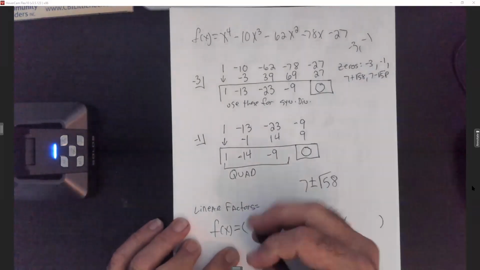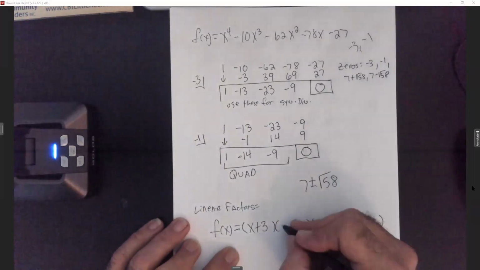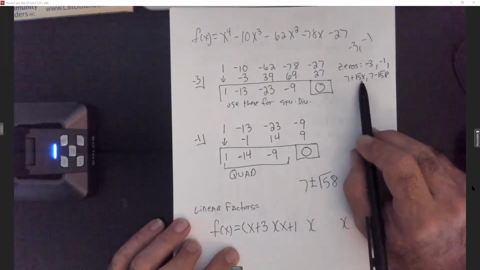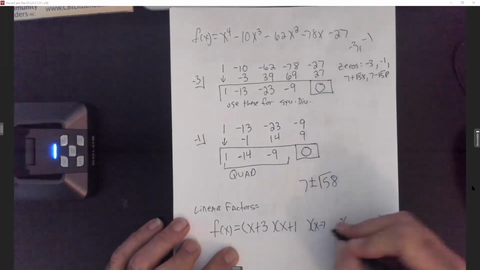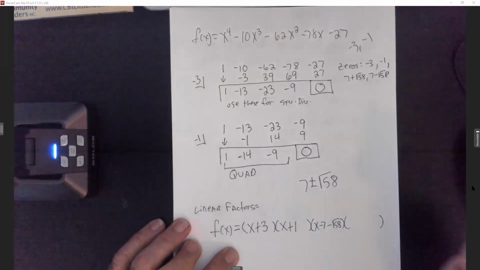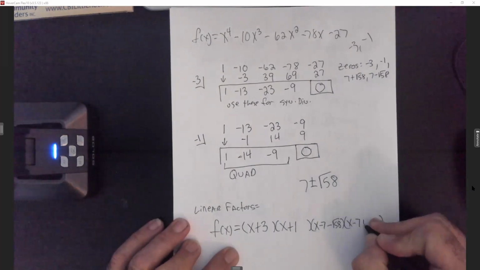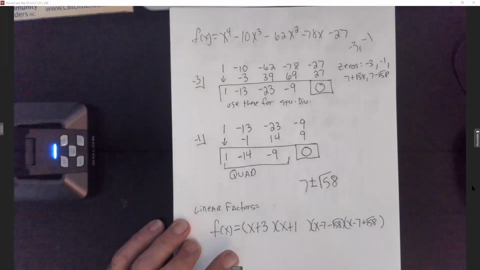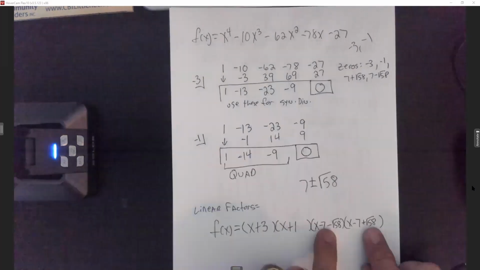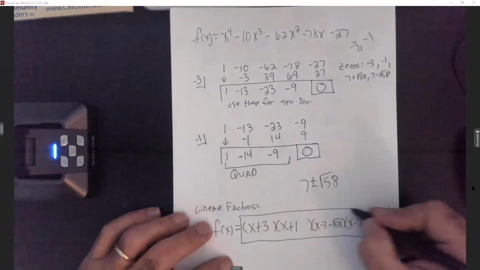So if that's a negative 3, the first factor will be x plus 3. That's a negative 1. Second factor is x plus 1. This is a positive 7 plus square root of 58. That's going to be a negative 7 minus square root of 58. And then my last one, that's a 7 minus square root of 58. That's going to be a negative 7 plus square root of 58. So the 7 has to be negative for both of those because it was positive up here. And then basically you're just swapping them radicals around, making this one negative and that one positive. That is now my linear factors.